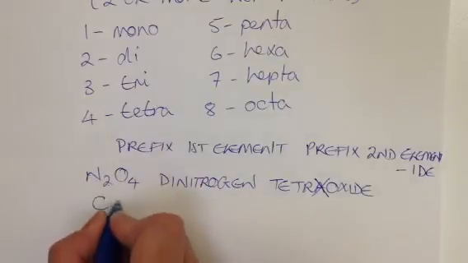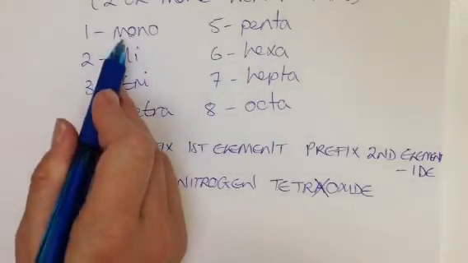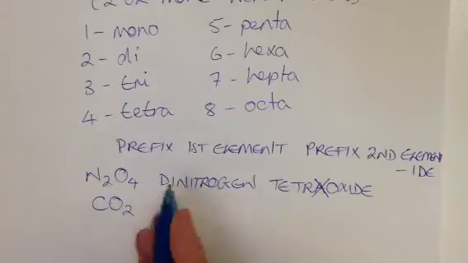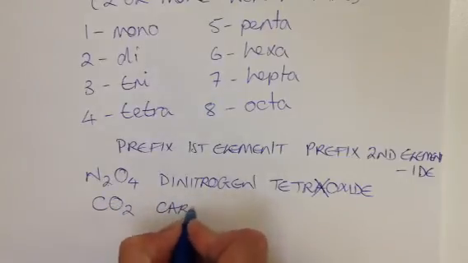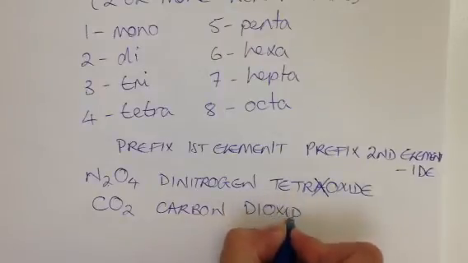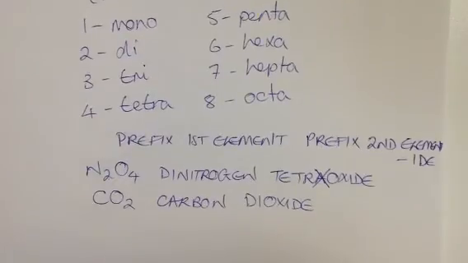Now, if we have only one of the first element, we do not use the prefix mono on the first element. If we did, this compound would be called monocarbon dioxide, but you probably know just from life experience that we call it carbon dioxide because we drop the mono on the first element. We do not drop the mono on the second element.